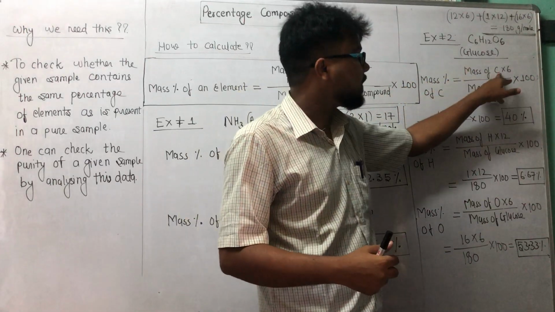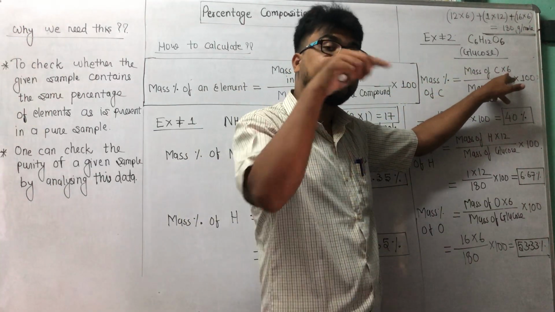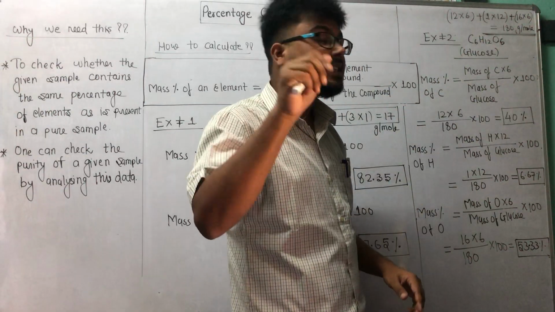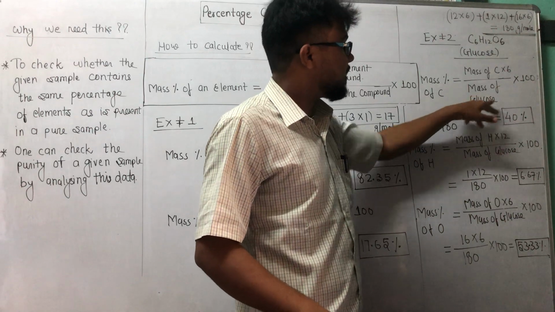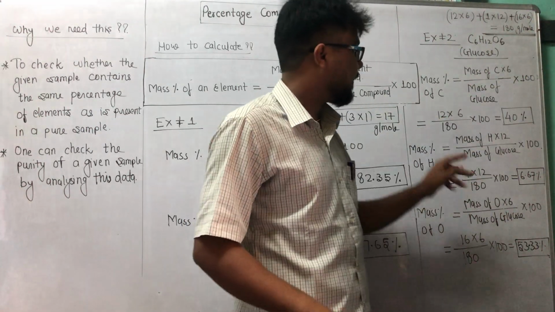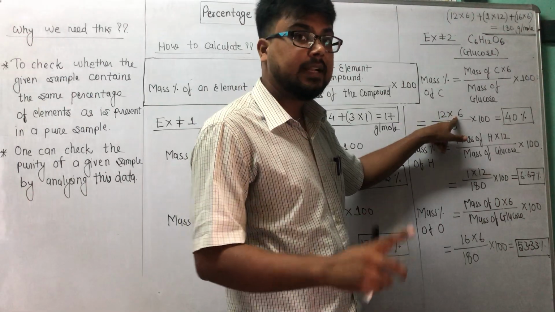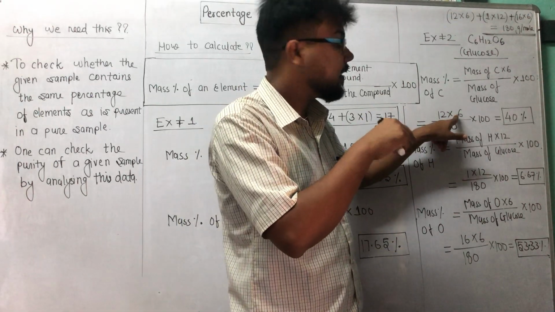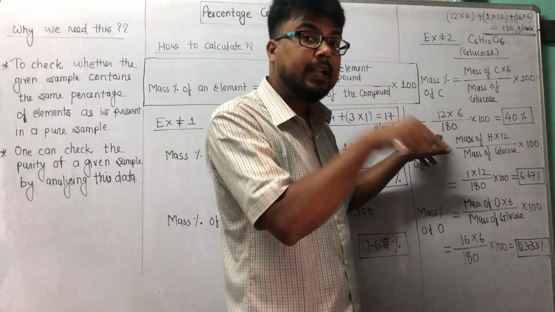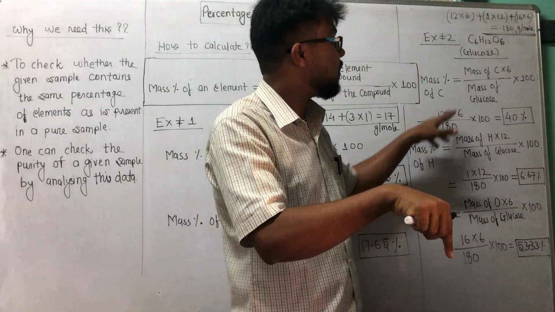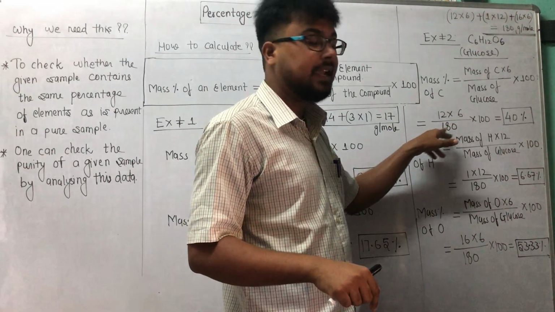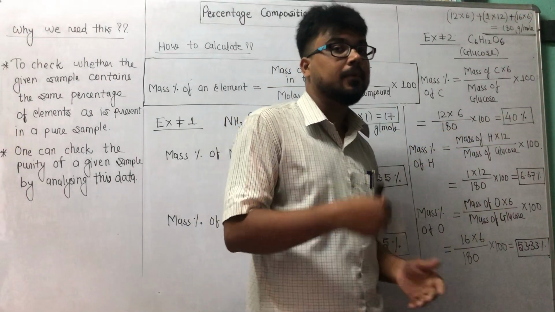So the mass of carbon multiplied by 6. Why did I multiply by 6? Because in glucose there are 6 carbon atoms, and then divide by the mass of the whole glucose and multiply by 100. So 12 into 6, that is the mass belonging to carbon present in glucose, and 180 is the mass of the glucose molecule. So 12 into 6, 72, divided by 180 multiplied by 100, the answer will be 40%.